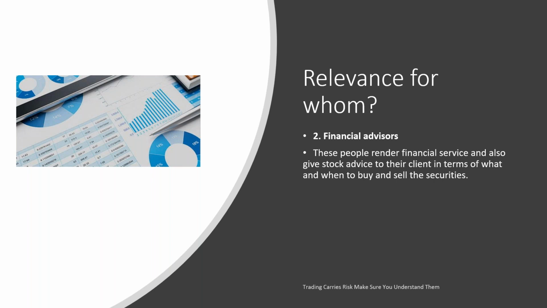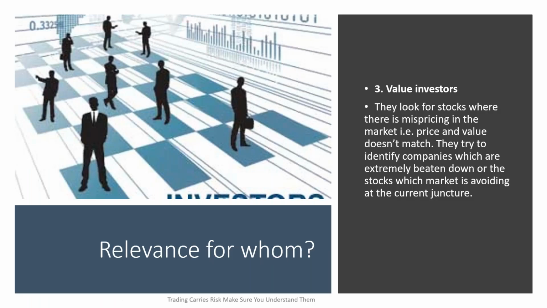So they need the best of the best and the deepest information. Then you have value investors. They look for stocks where they are mispricing in the market. Price and value doesn't always match. They try to identify companies which are extremely beaten down, or the stocks which the market is avoiding at the current juncture. One of those best examples right now is Teva Drug.